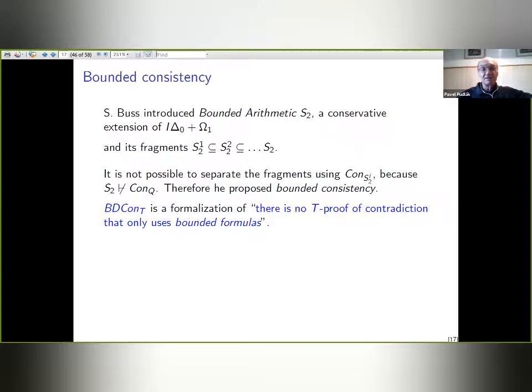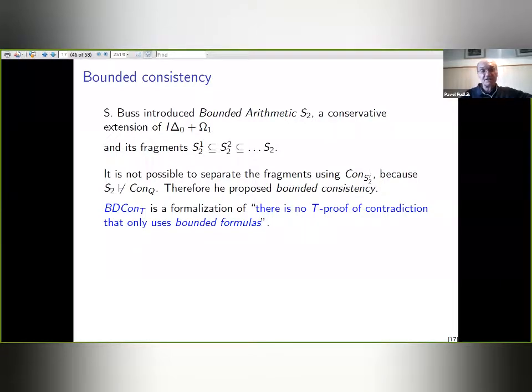But we definitely cannot use the usual consistency statements, because, as we have seen, even the whole theory S_2 does not prove the consistency of Q, while Q is even weaker than S^1_2. So the usual consistency statements definitely do not work. Therefore, Sandbach proposed to look at bounded consistency, denoted by BdCon, a formalization that there is no proof of contradiction that only uses bounded formulas. This is natural in this context because these theories have induction only for bounded formulas.